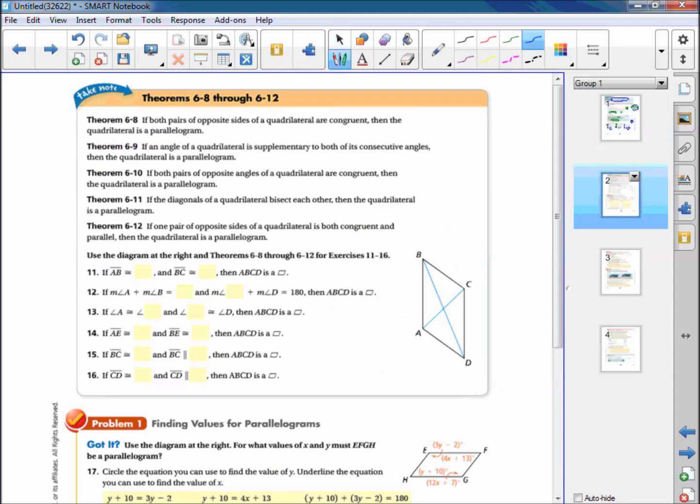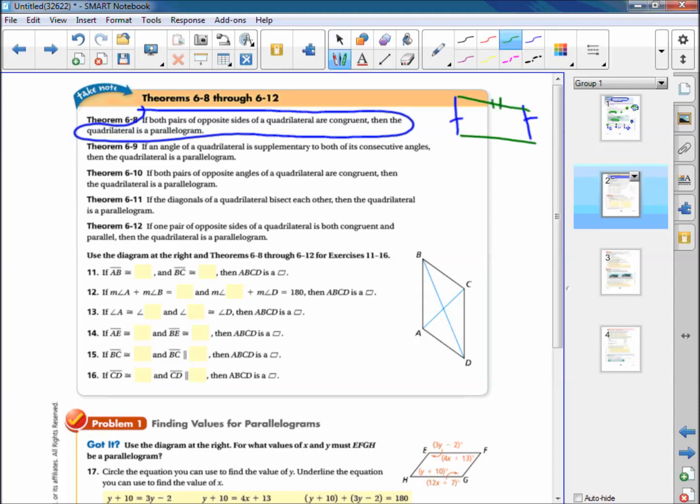All right, at the top of the second page, we just have a whole big list of theorems here. So it's theorem 6-8 through theorem 6-12. So if both pairs of opposite sides of a quadrilateral are congruent, then the quadrilateral is a parallelogram. So if the opposite sides are congruent, notice it's not saying anything about being parallel at all. Just, hey, this side over here is congruent to this side over here. And this side here is congruent to this side here. Automatically a parallelogram is going to form.